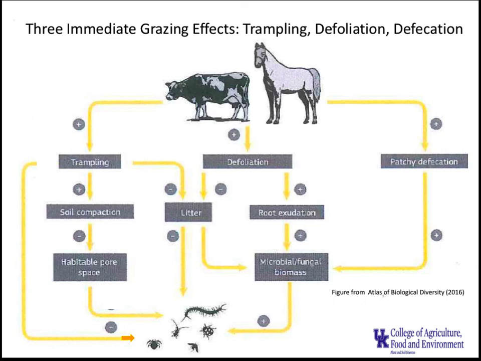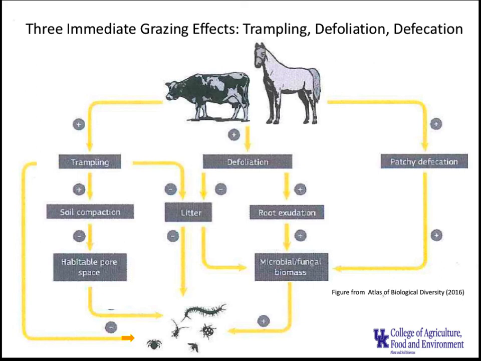Trampling is also going to reduce the amount of litter. And remember that these are organisms that require litter, require organic matter in order to grow. So if you reduce the amount of litter, you're going to negatively affect them. Defoliation. Well, you're reducing the amount of litter, but one of the things about defoliation, it might stimulate some root exudation, and root exudation is good for microorganisms, fungi, and bacteria, so that might actually end up increasing the organisms. So you can manage microbial populations to change by the amount of your grazing strategy.